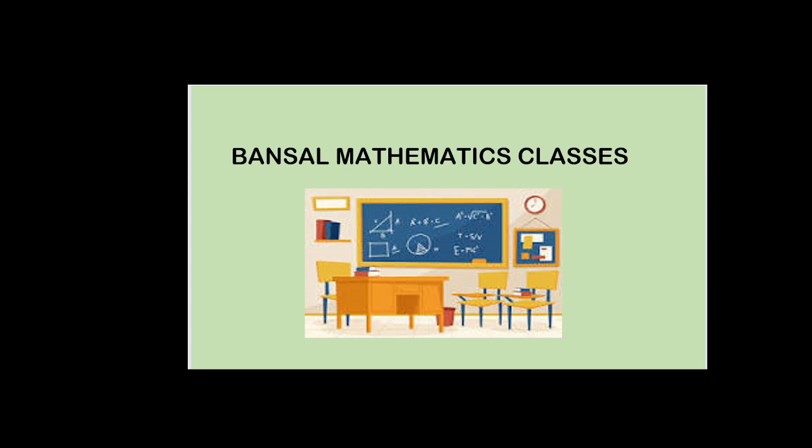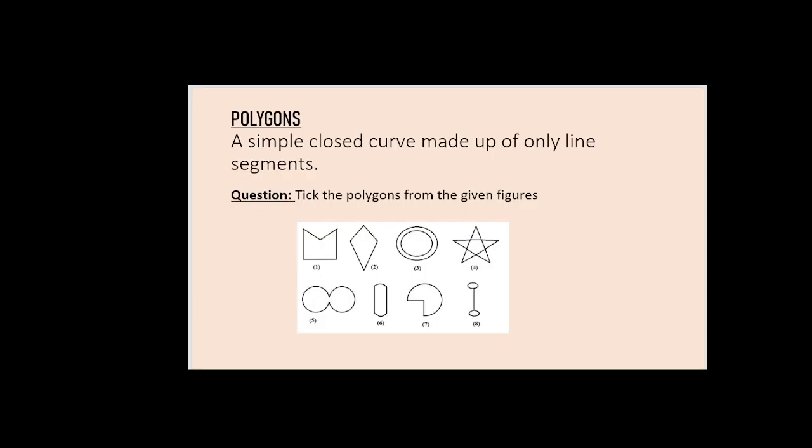Before I explain you types of polygon, let's quickly revise what is polygon. A simple closed curve made up of only line segments. That means to check whether the figure is a polygon or not, you have to check three things: that the figure should be a closed curve, the figure should be simple, and the figure should be made up of line segments. To clear this concept more clearly, let's solve one question.